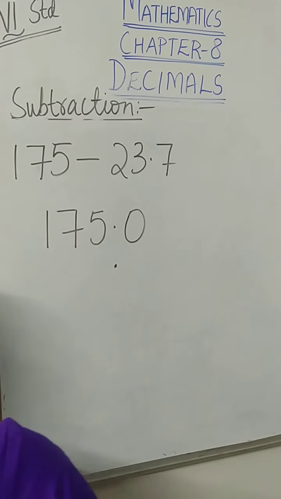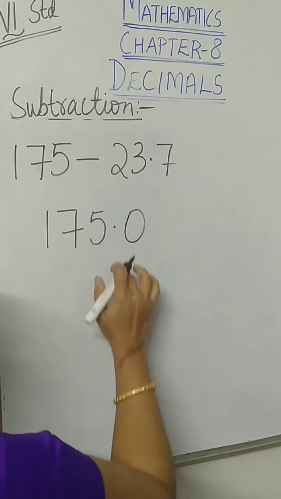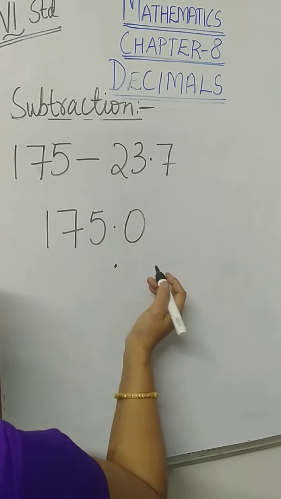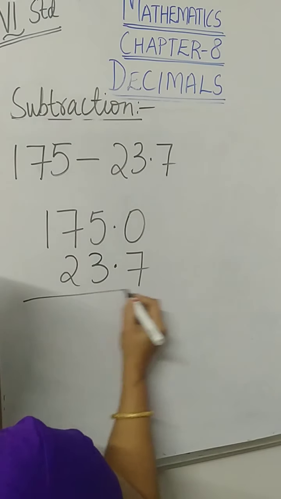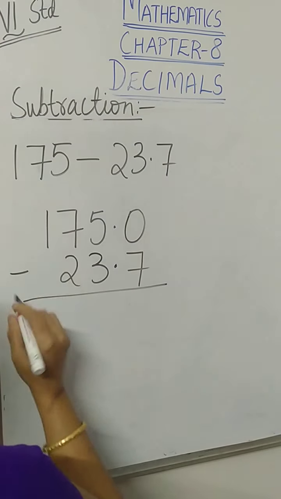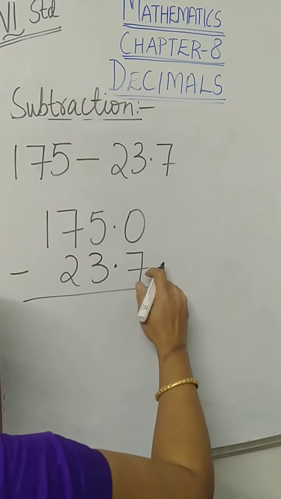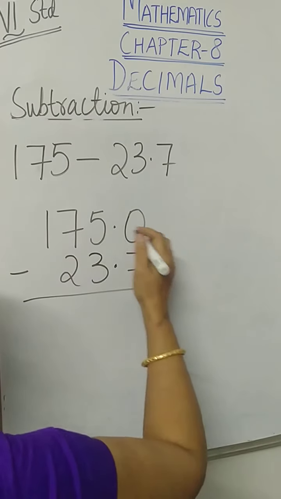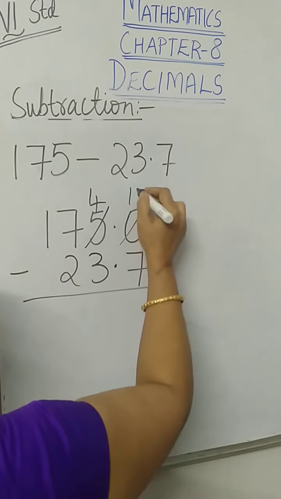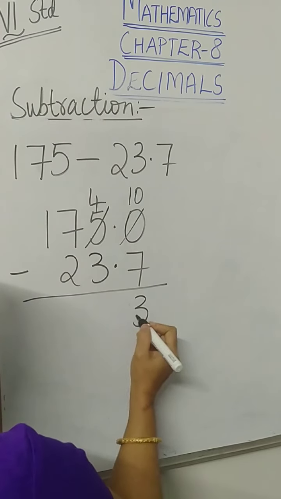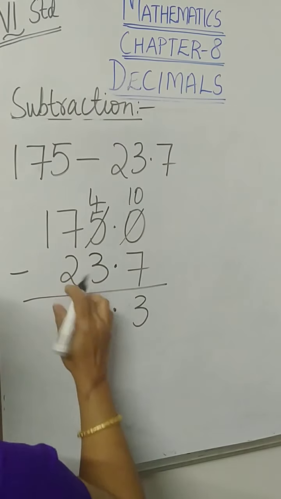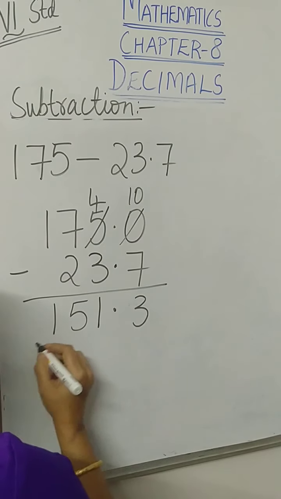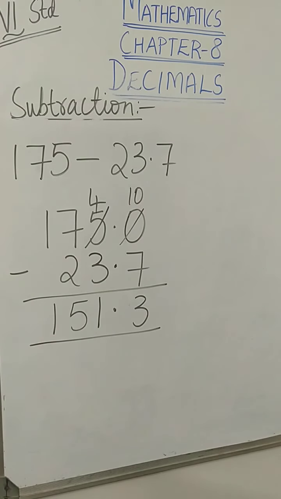Write point below point. Yes. Below the decimal you write the decimal. Write the numbers which are before and after the decimal. The numbers before are 2, 3 and here it is 2. Here it is 7. Now let us subtract. We cannot subtract 7 from 0. So borrow from here. This will become 4. This will become 10. 10 minus 7 is 3. Keep the decimal as it is. Now 4 minus 3 is 1 here. 7 minus 2 is 5. And here 1 is as it is. So it is 151.3. This is the subtraction.